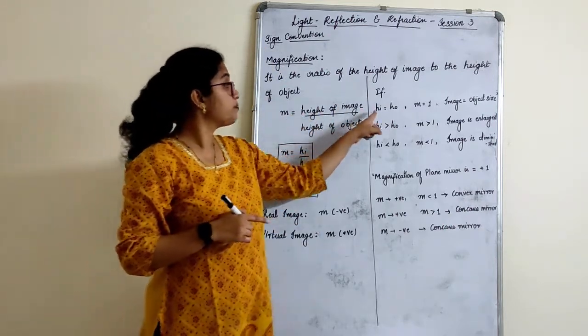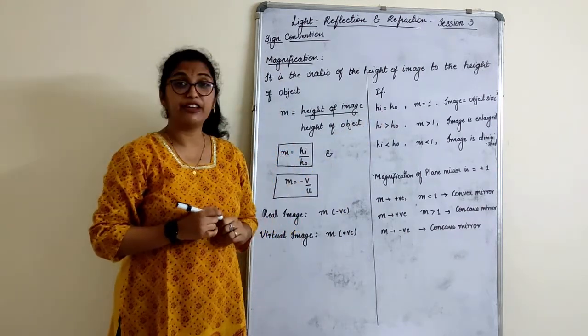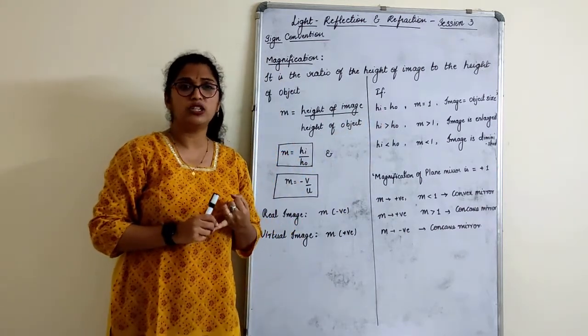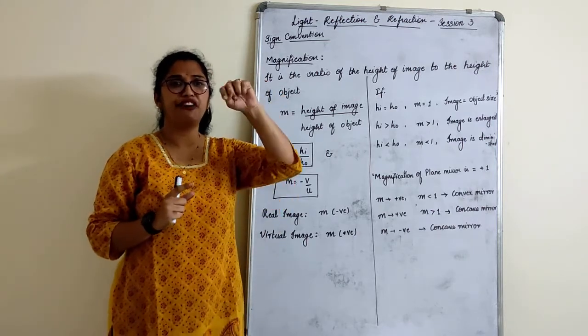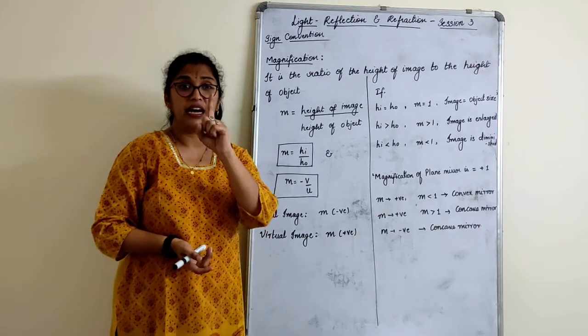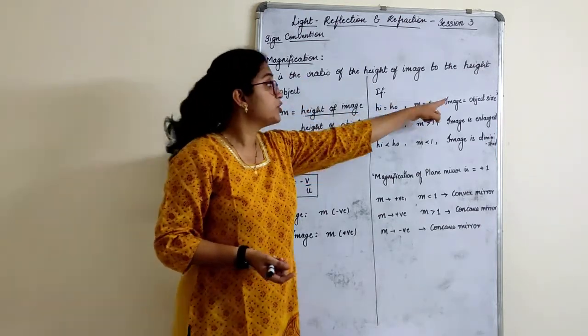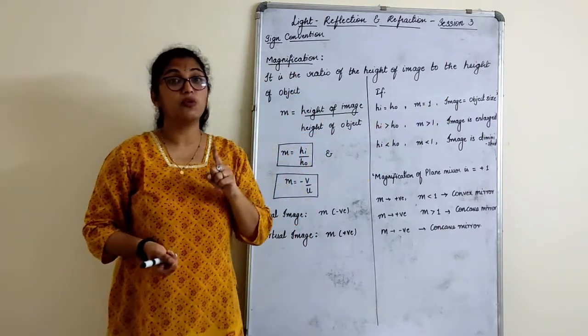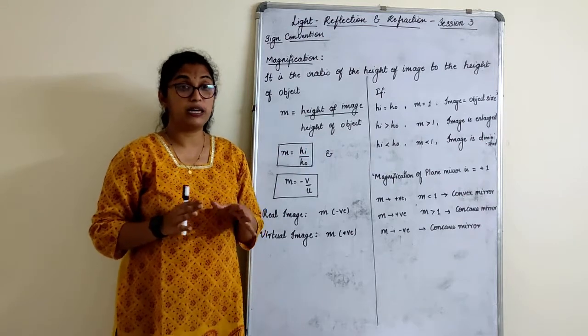The next part. If height of the image is equal to height of the object, both are equal. Height of the image is 5 centimeter. Height of the object is also 5 centimeter. 5 and 5 will get cancelled. What will remain? Answer is 1. So magnification is 1. Under that condition, your image size is equal to the object size. This can be asked in MCQ or 1 mark type.